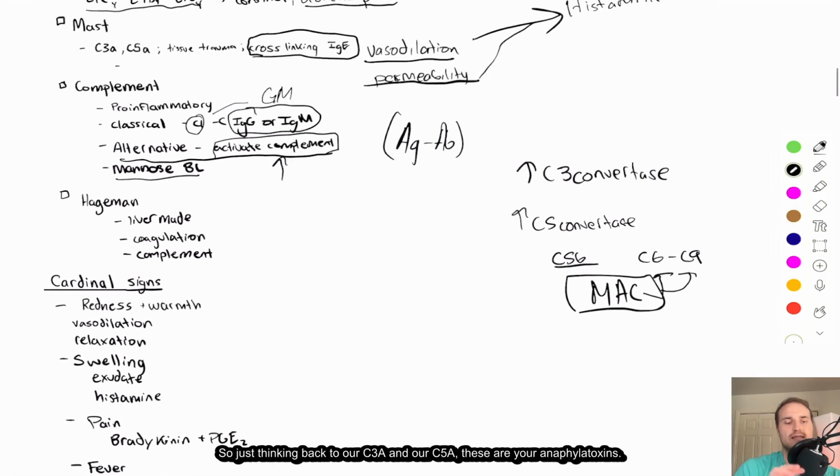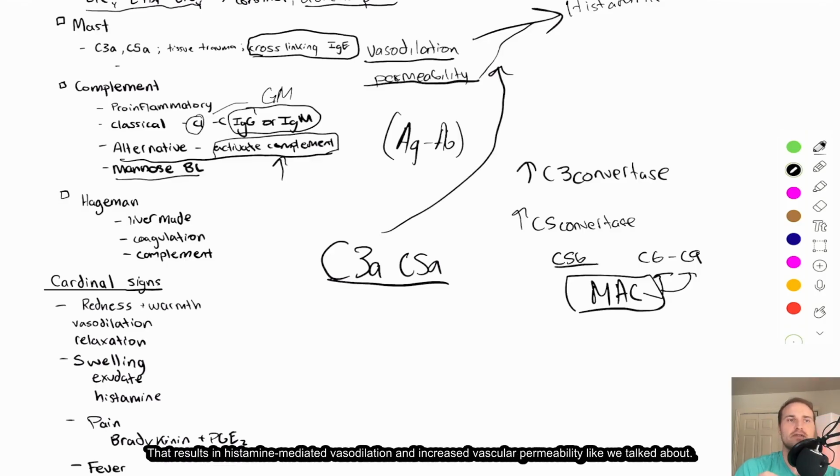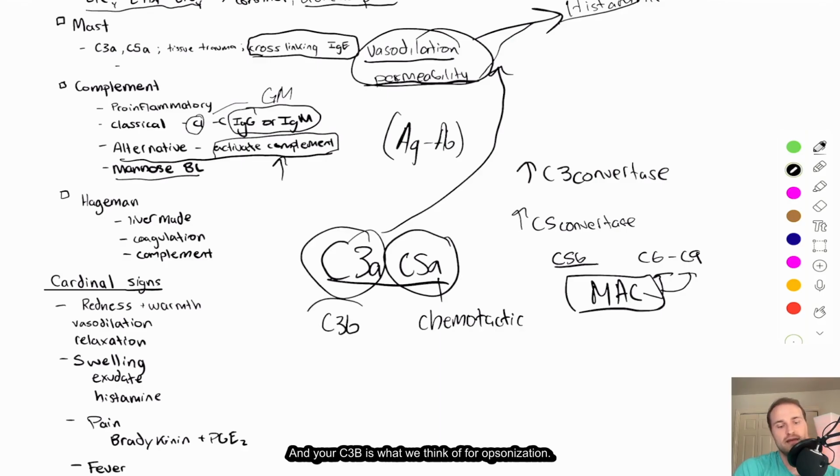So just thinking back to our C3a and our C5a, these are your anaphylatoxins. These guys trigger mast cell degranulation. That results in histamine-mediated vasodilation and increased vascular permeability, like we talked about. And so your C5a, that's a chemotactic for neutrophils. It's like, hey guys, come here, neutrophils. And your C3b is what we think of for opsonization. So it's going to be an opsonin for your phagocytosis.